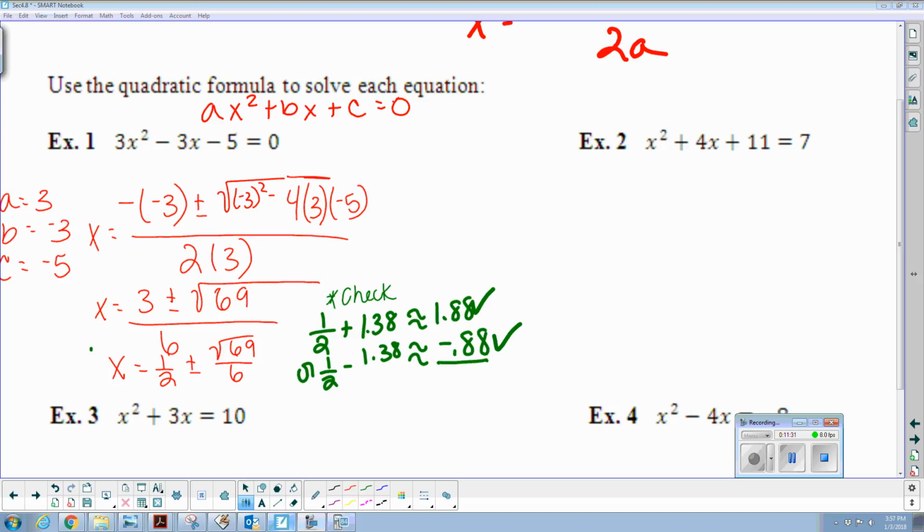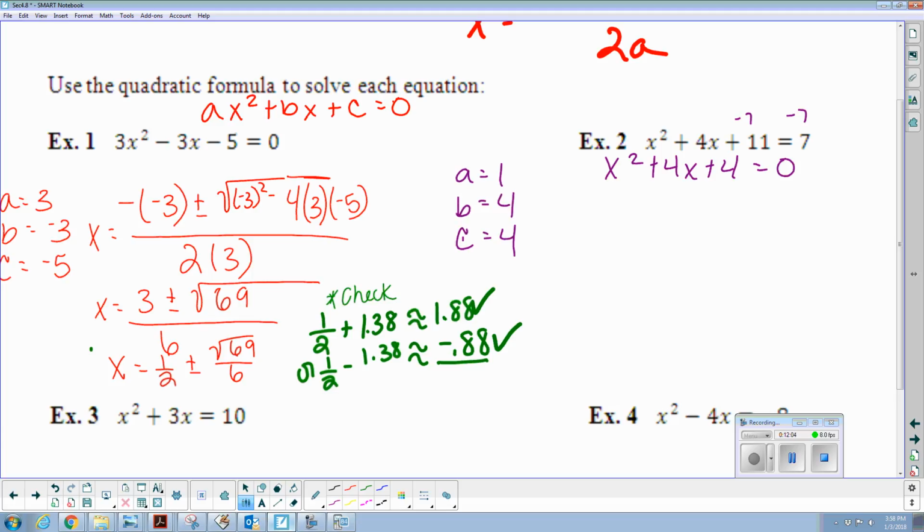All right, then looking at example 2, we've got x squared plus 4x plus 11 equals 7. So the first thing we want to do, we have our original equation, we want to write it in standard form. So that's x squared plus 4x, move 7 over, so we're subtracting 7 from both sides. So we can set that equal to 0. Then we're going to identify our a, our b, and our c. Then we can use that and plug it into the quadratic formula.